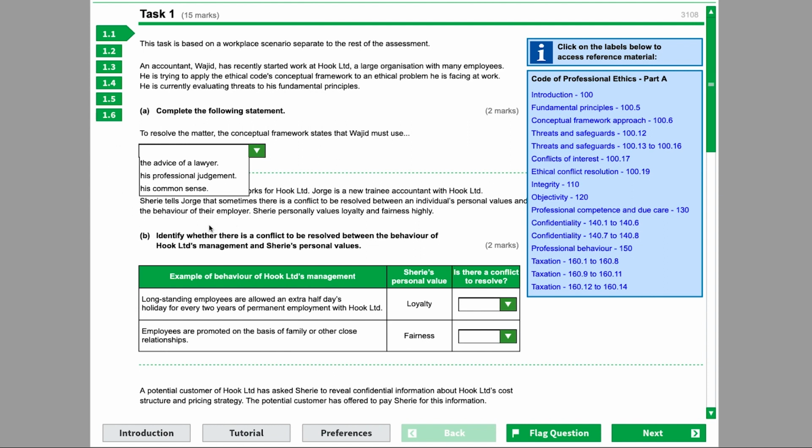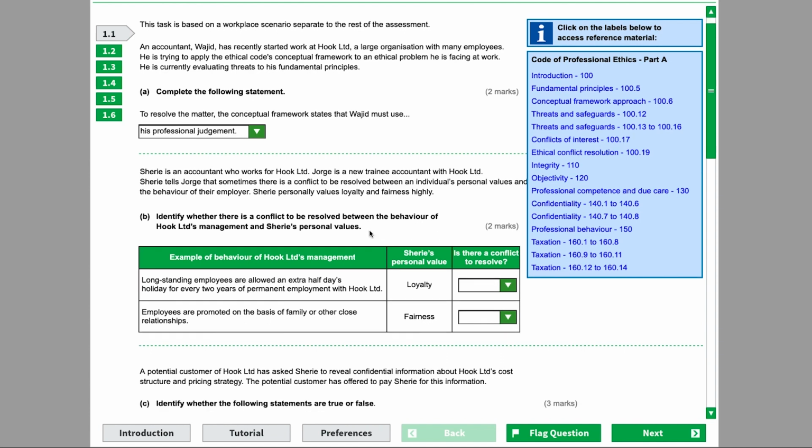Well, the conceptual framework is all about using your professional judgment. For the most part, it is an ethical issue, which means that it's not necessarily against the law, but it is about you using your professional judgment in order to make the best decision based upon the information available to you. So for this one, it would be his professional judgment. Right, on to the next one then.